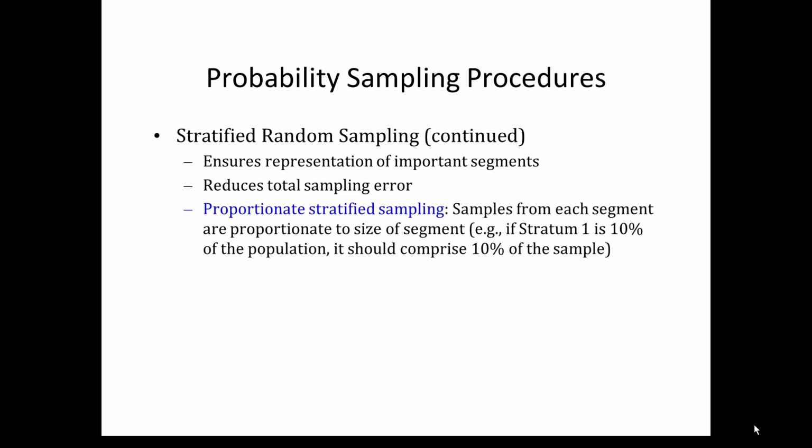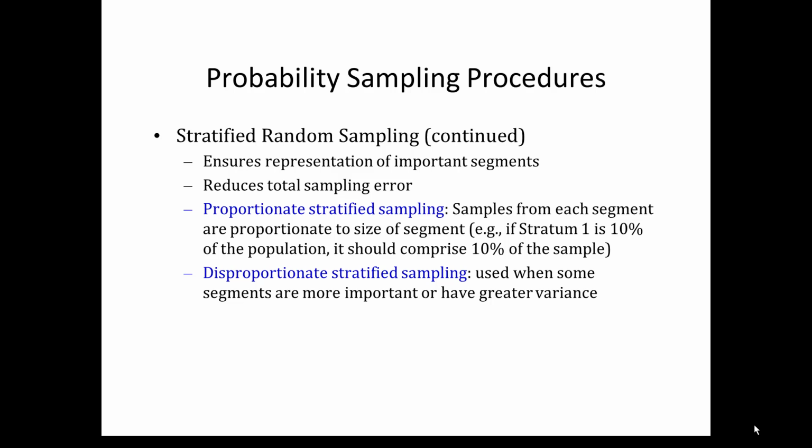A proportionate stratified sampling procedure is when the percent of the sample from each stratum is the same as the percent of that stratum in the population. For example, if stratum 1 is 50% of the population, it would make up 50% of the sample under proportionate sampling. This is the default or typical scenario.